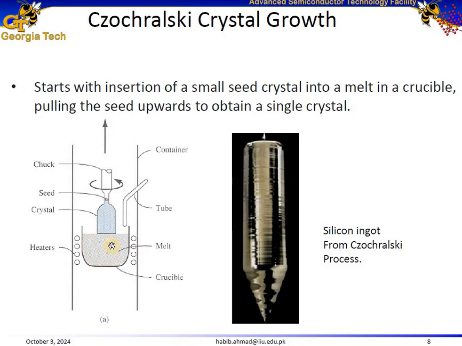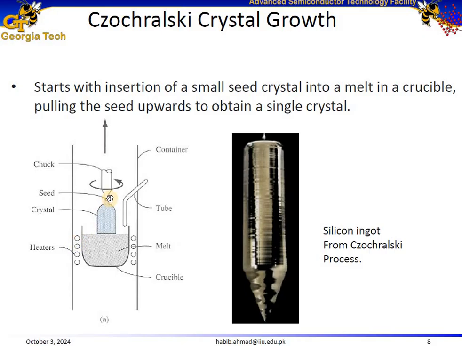For example, if we talk about silicon, then the melting point of silicon is approximately 1400 degrees C. So silicon is melted slightly above that temperature, and this crystal seed is dipped into the molten material, which is contained in a crucible, indicated over here. We heat the material, for example, silicon, beyond its melting point using heaters surrounding the crucible.